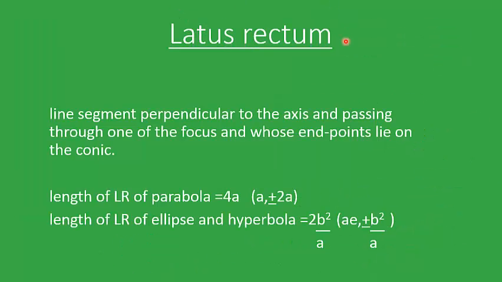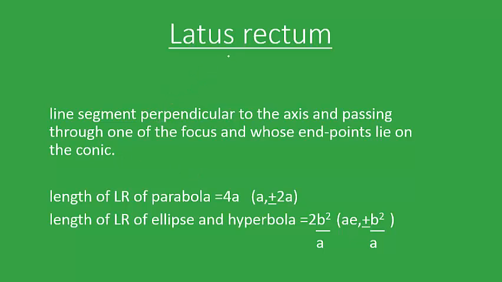This is the last and of utmost important concept, that is the latus rectum. This term might seem very alien to you, so let me introduce it. It's defined as the line segment perpendicular to the axis and passing through one of the foci whose endpoints lie on the conic. This definition is not very clear from its wording, but let's try to work it out in the case of different conics.